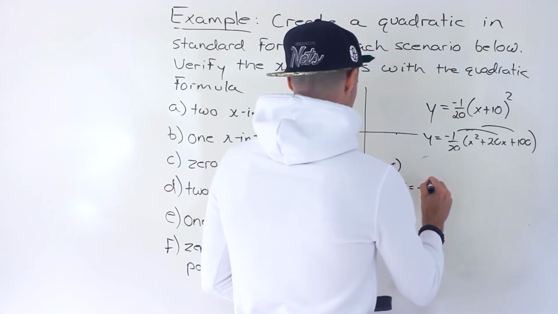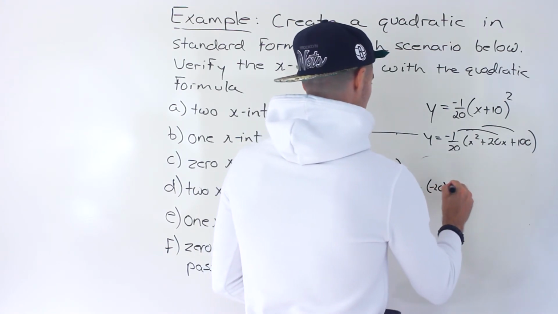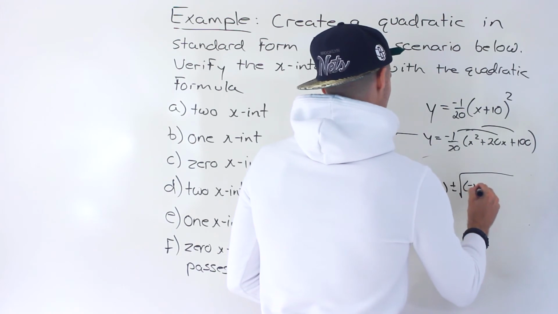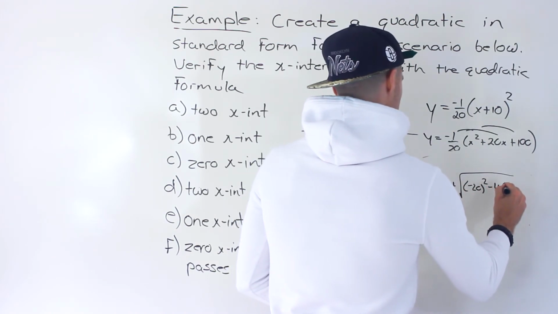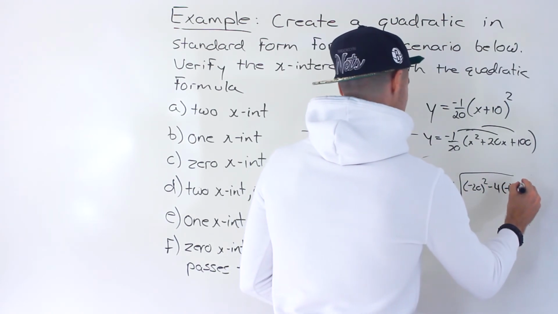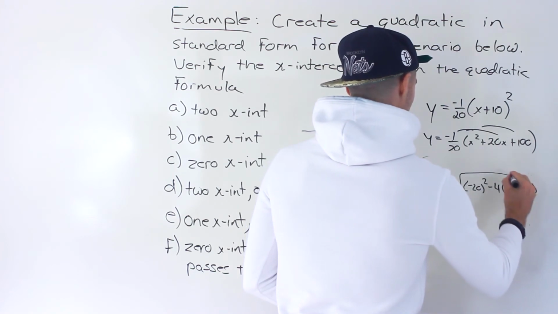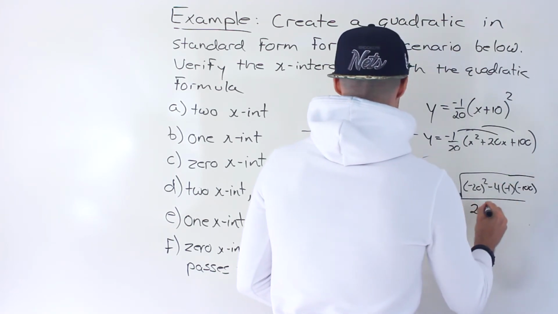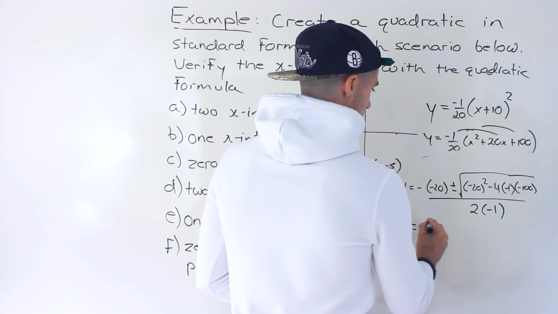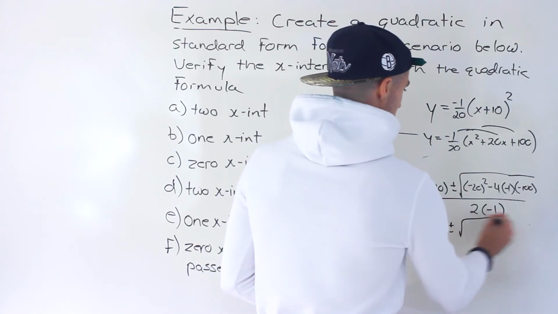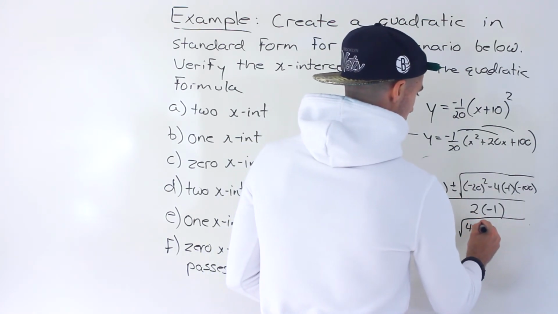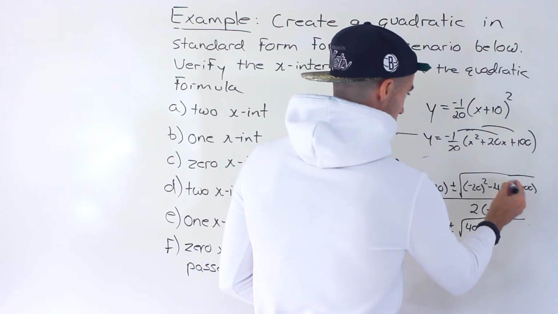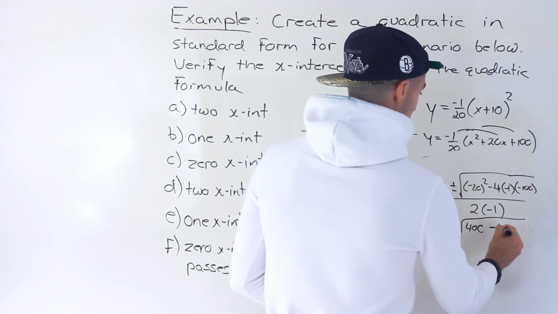So let's put a little room here. X would be negative b, so negative 20 plus or minus negative 20 squared minus 4 times the a value negative 1 times the c value of negative 100, all over 2 times the a value negative 1. 20 plus or minus 400. Negative 4 times negative 1 is positive 4 times negative 100 would give us negative 400.